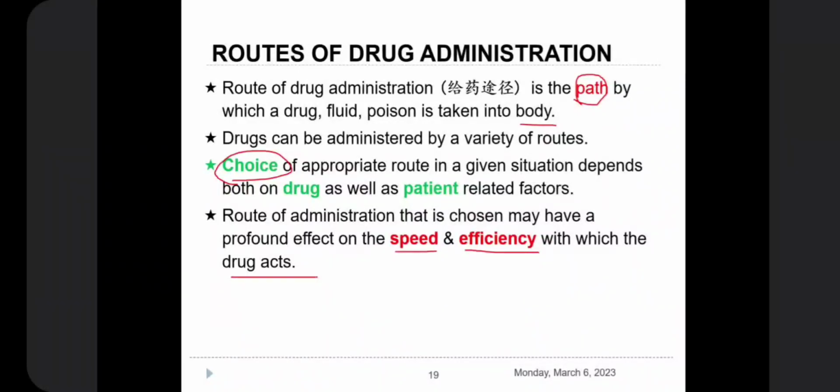And here, let's compare. Here is a question. Compare the speed of different administration routes. One is inhalation from the respiratory system. Another one is oral administration from the enteral system. Which one will be faster? Okay, once again, two administration routes. One is inhalation from the respiratory system. Another one is oral administration from the enteral system. Which one will be faster?